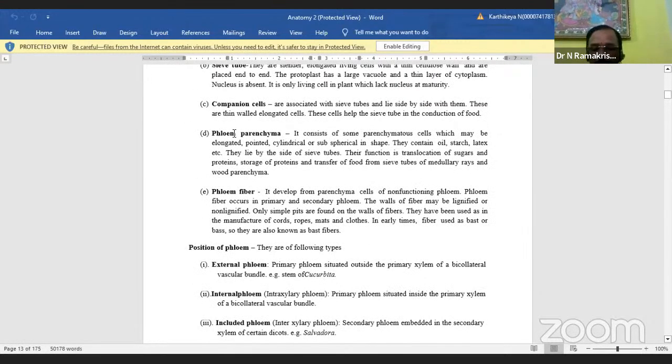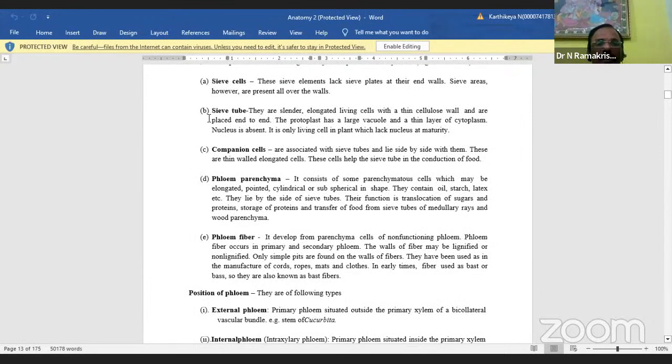Similarly, the second one is sieve tubes. What is the meaning of sieve tubes? These cells are also living cells, highly specialized. Plate-like structures are present. The sieve tube elements are elongated and cylindrical in structure, and we also see a vacuolated protoplast. There is no nucleus, they are without a nucleus.